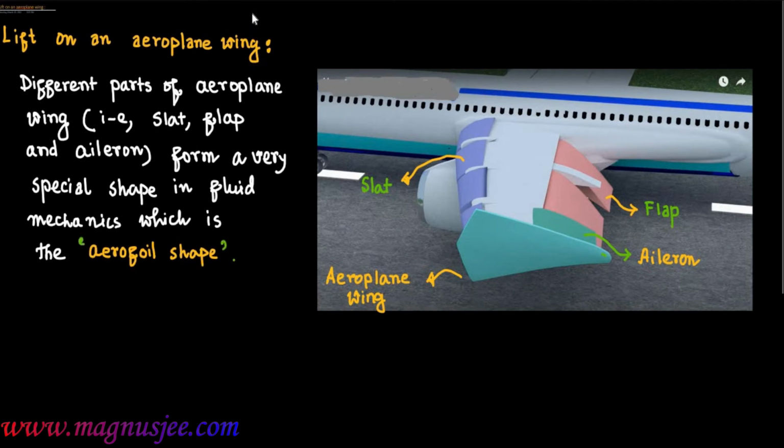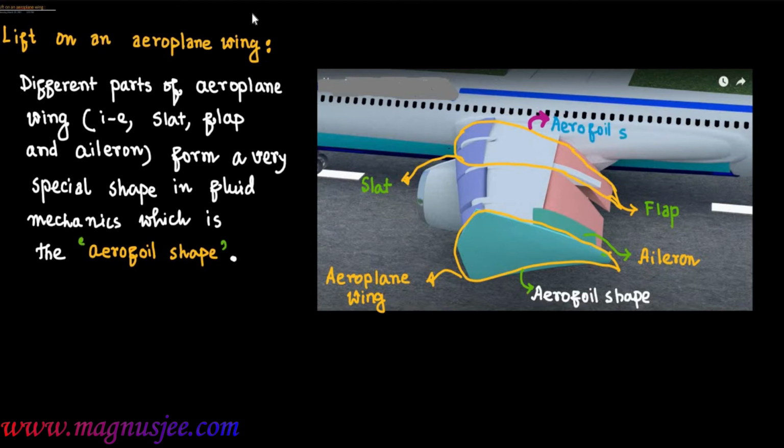We can denote the airfoil shape of the aeroplane wing. This is the airfoil shape of the aeroplane wing. In the diagram, we are denoting the airfoil shape. This is also the airfoil shape in the back portion of the aeroplane wing. And the leading edge of the airfoil is more thick than the trailing edge of the airfoil.